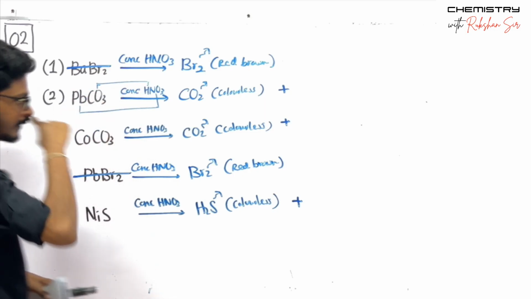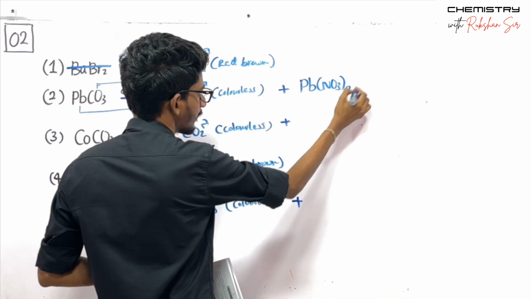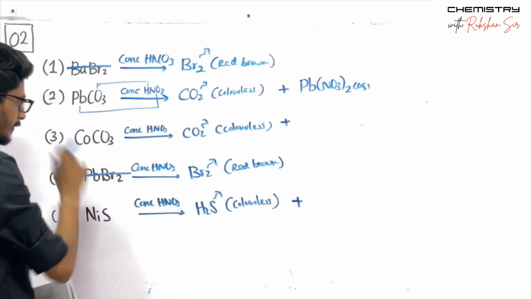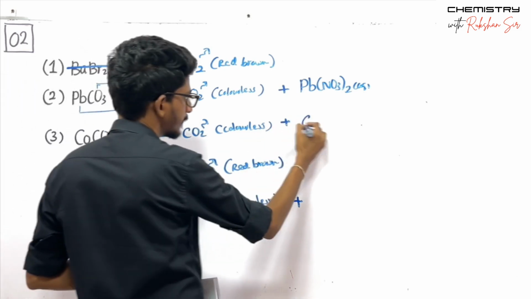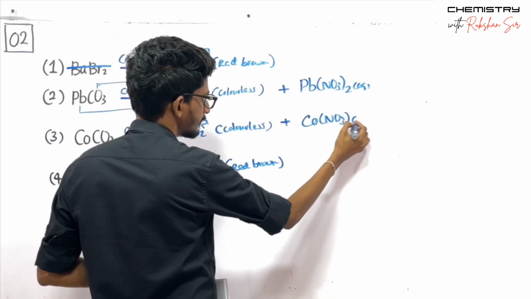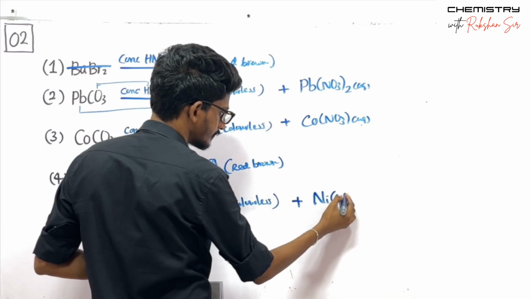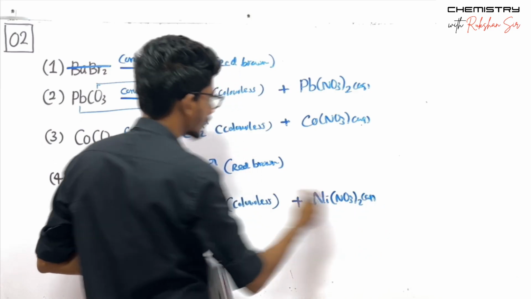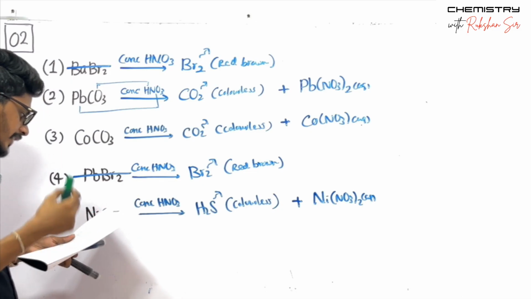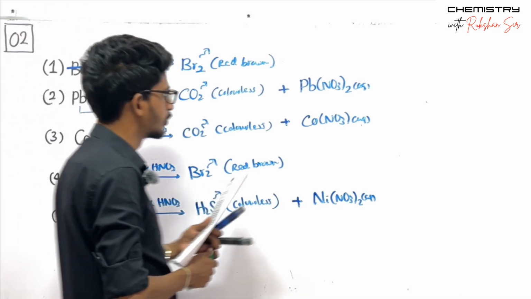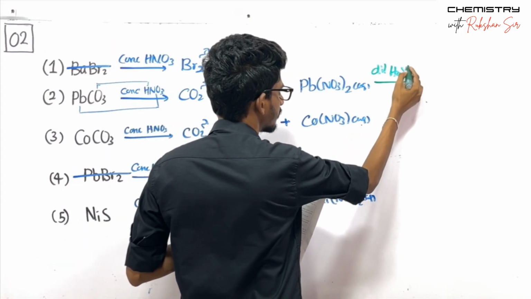Lead nitrate here. These are solutions. For this one, it is the cobalt nitrate. For this one, it is the nickel nitrate. Right? To this, what they are doing? The solution formed above gave a white PPT when treated with dil H2SO4. So you are coming up with dil H2SO4 to do it.